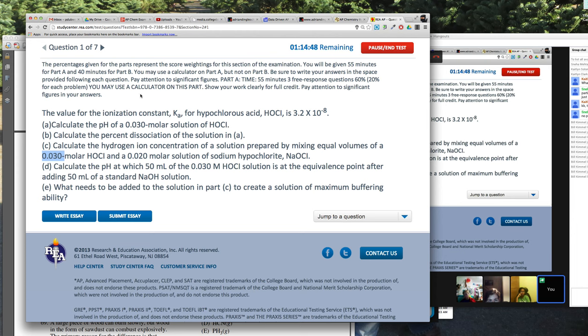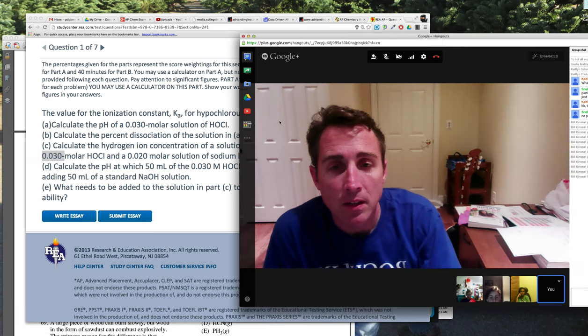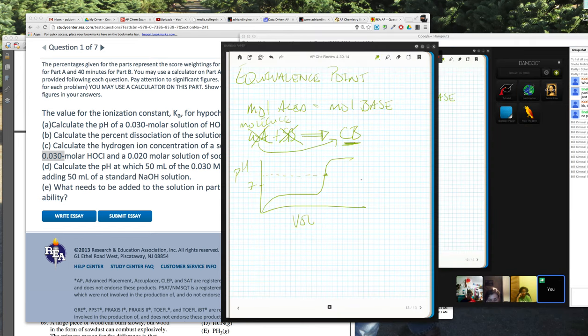Okay, so what you need to do, and I'm just going to share it really quick. Would you add NaOH again? Yes, you would. Because what they have, I'm going to make it red, is more weak acid than conjugate base. So they're going to be more in this region. But the maximum buffering ability means that it can go either way and still be safe. So you want to be right in the middle of that zone.